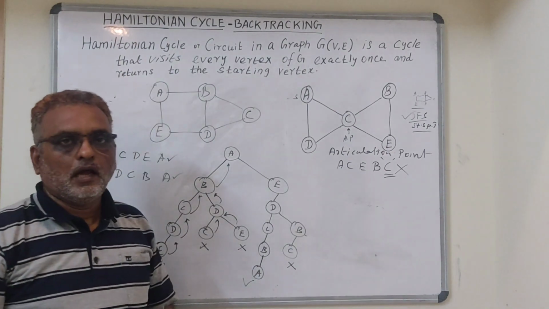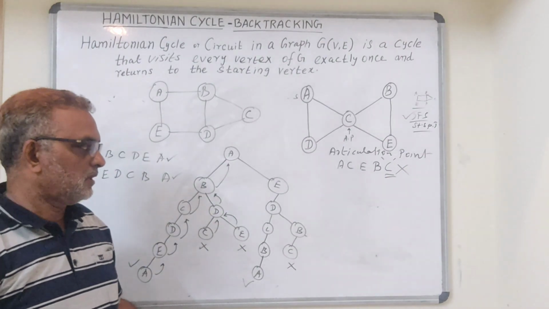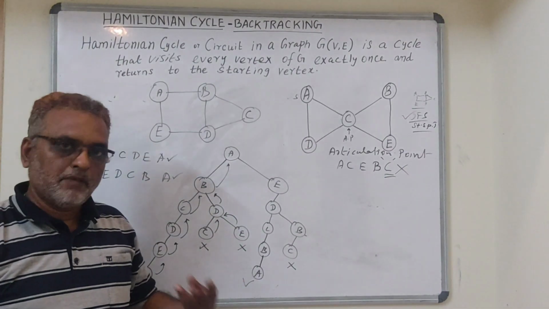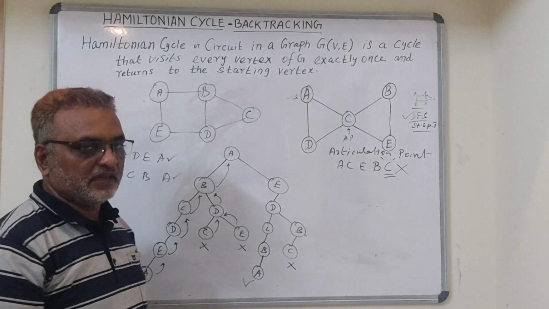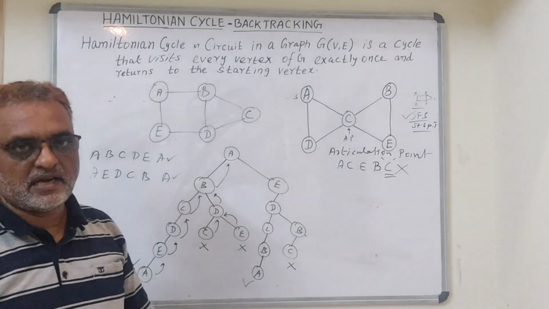I hope you understood the concept, how a Hamiltonian cycle can be found in a given graph with the help of backtracking.